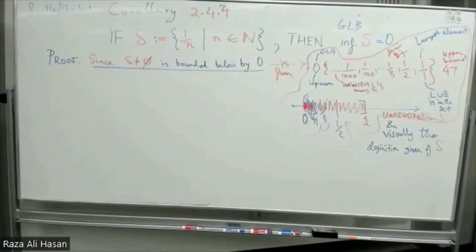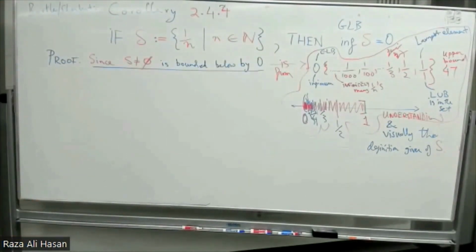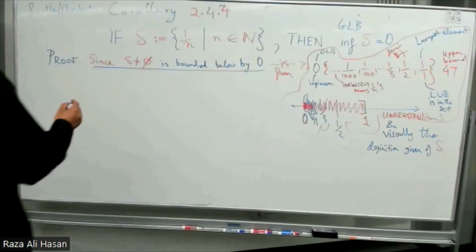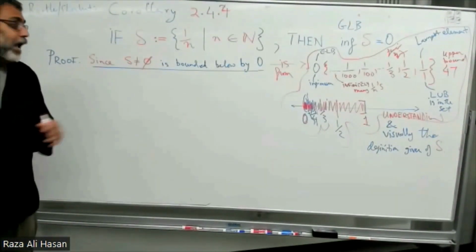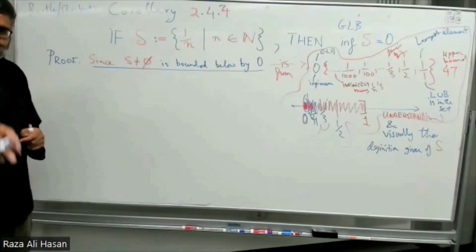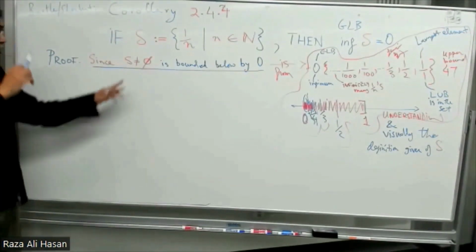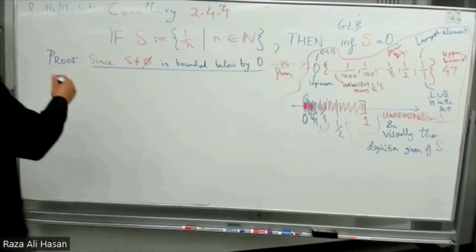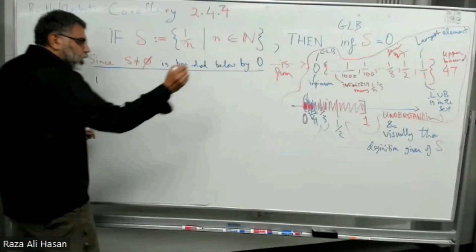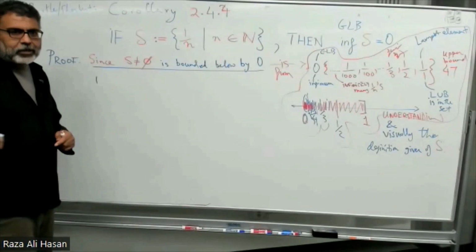Now it says, because it is bounded below, just like when it's bounded above, if it's not empty, it has an LUB. If it is bounded below with 0, and it is non-empty, it will have a GLB. So it's kind of reverse. Since this is true and this is true, the two conditions for the completeness property hold.